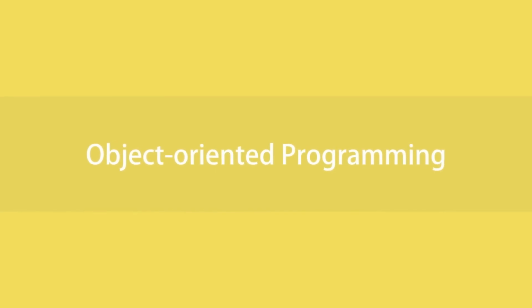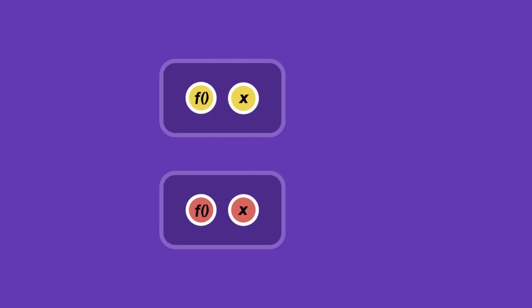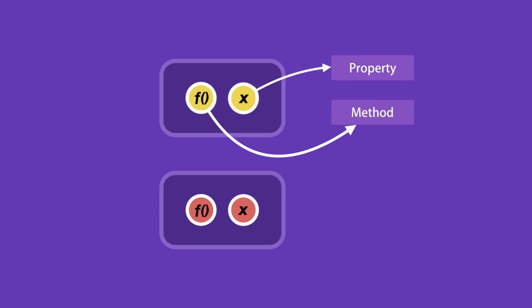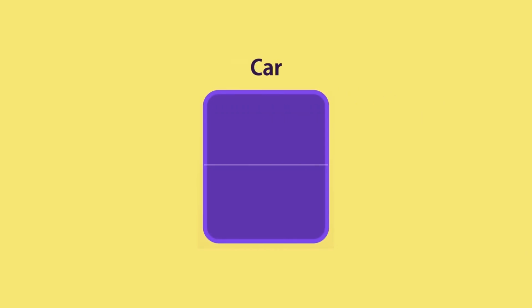came to solve this problem. In object-oriented programming, we combine a group of related variables and functions into a unit. We call that unit an object. We refer to these variables as properties and the functions as methods. Here's an example. Think of a car. A car is an object with properties such as make, model, and color, and methods like start, stop, and move.